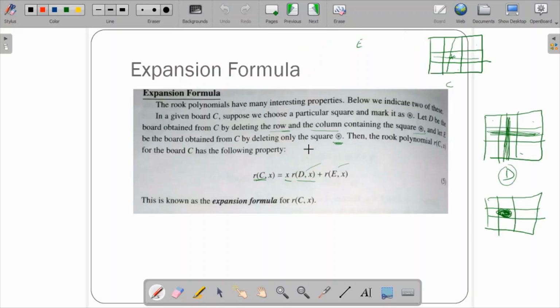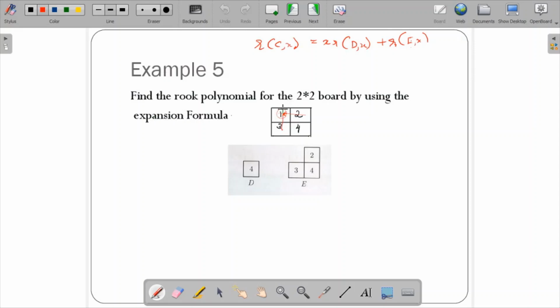So if you recall the definition, as I told, let D be the board obtained from C by deleting the row and the column containing the square star, and let E be the board from deleting only the square star. So over here I hope it's clear. When I put star for this, then this row as well as this column are deleted, and what is left out is only this, which is D. When I just remove this one and leave the other items, it is E.